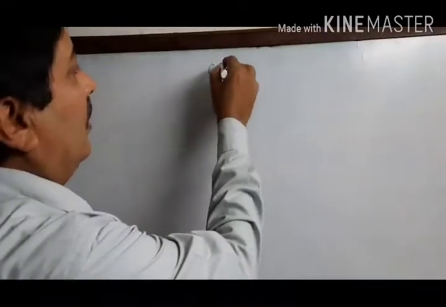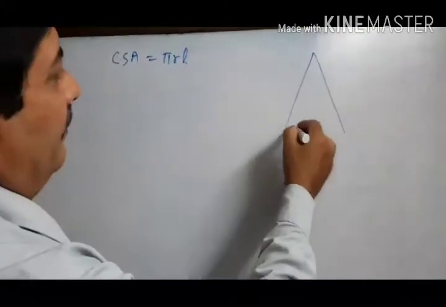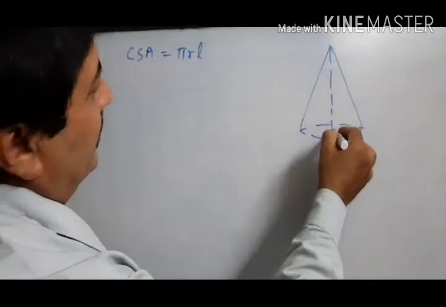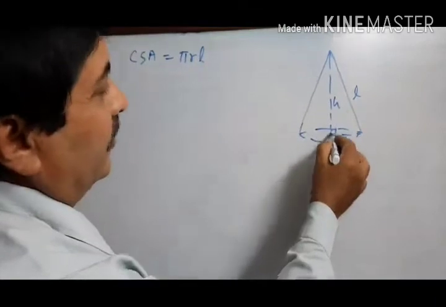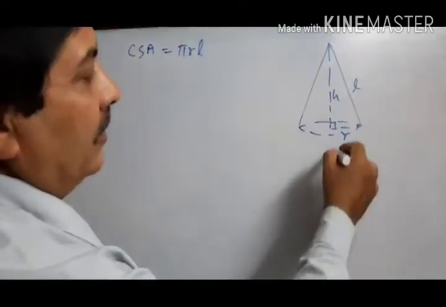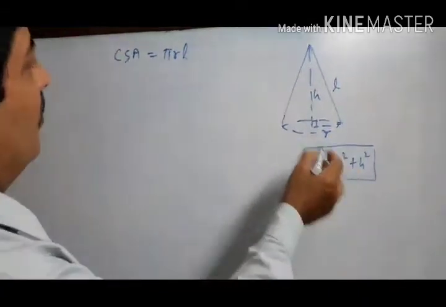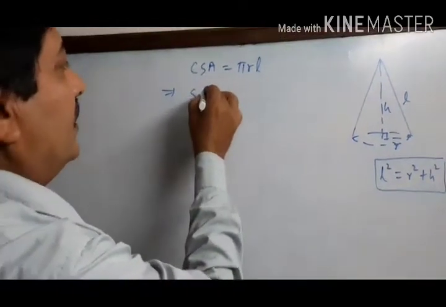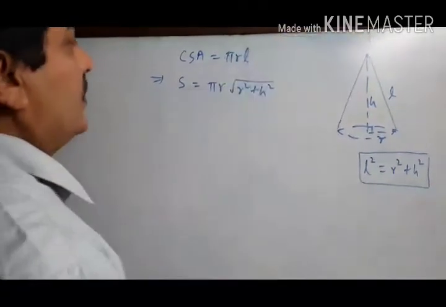Then we say the CSA of a cone is given by pi r l. In any cone, you have done that earlier, this is height, this is radius, this is slant height, and the angle at this point is 90, that means this is a right triangle. l square is equal to r square plus h square. This formula we have to apply here in place of l. So CSA we take as S, S equals pi r root r square plus h square.